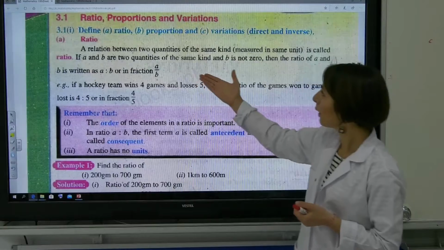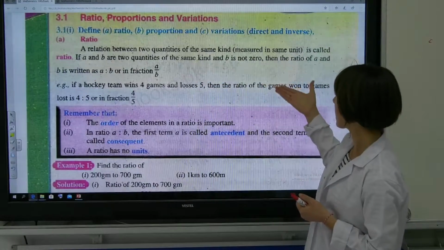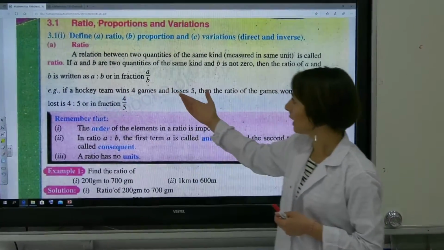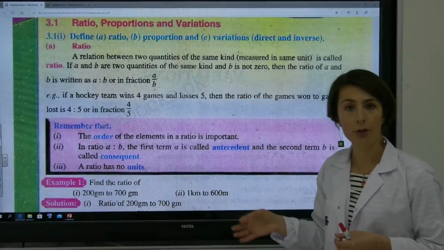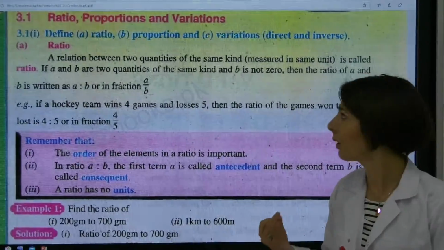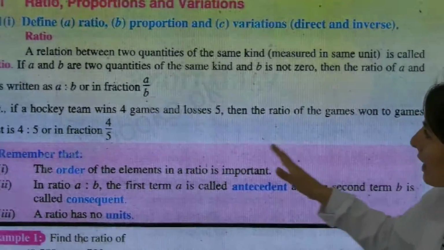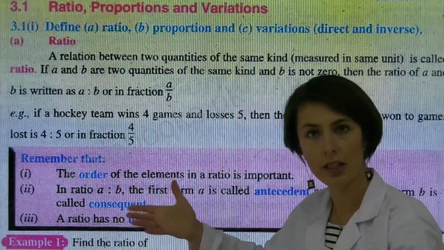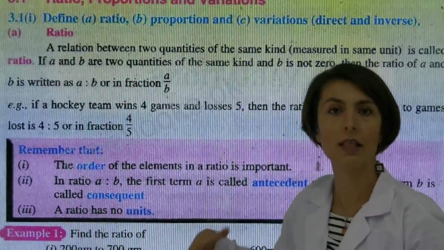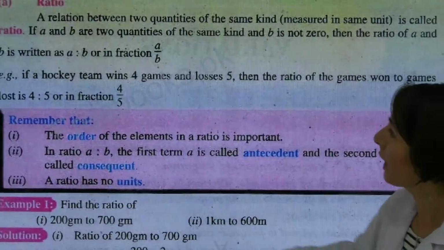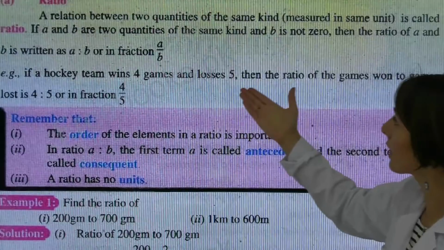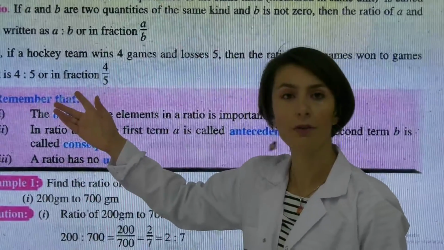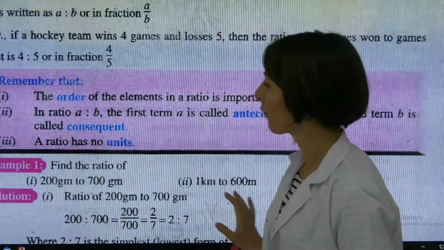A relation between two quantities of the same kind measured in the same unit is called ratio. If A and B are two quantities of the same kind and B is not zero, then the ratio of A and B is written as A to B or in fraction A over B, but we should continue reading it as A to B. For example, if a hockey team wins 4 games and loses 5, then the ratio of the games won to the games lost is 4 to 5, or in fraction 4 over 5.